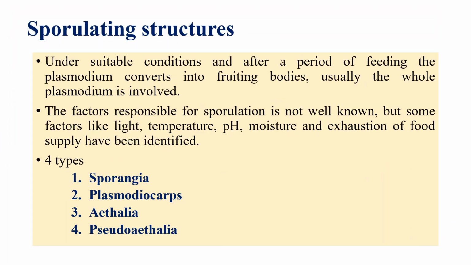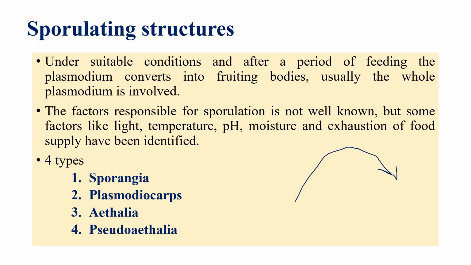So generally a sporangium means it will start to produce spores, right? These are the sporulating structures. This is all about what types of sporulating structures it will produce. As I told you, under unfavorable conditions this plasmodium is converted into sporangia. But the feeding plasmodium is converted into fruiting bodies, or maybe the whole plasmodium is converted. As I told you, the exact reason for converting this plasmodium into sporophore or sporangial development, what exactly initiates or forces the plasmodium to develop sporangia, is not known.